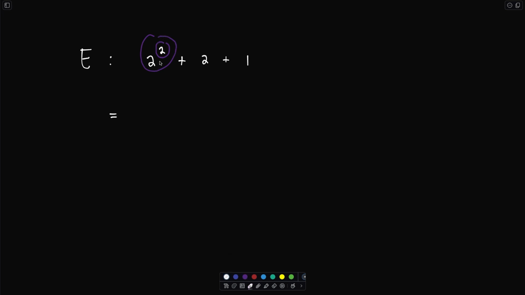So 2 squared is going to be 4 plus 2 plus 1. Just bring everything down. Working from left to right, I have 4 plus 2, and then I have to do the 1 after. So 4 plus 2 is 6. Bring down the 1. 6 plus 1 is 7. And that's our simplified solution.